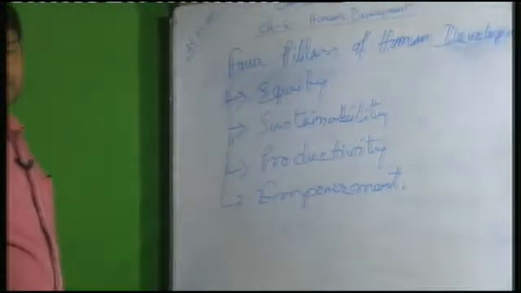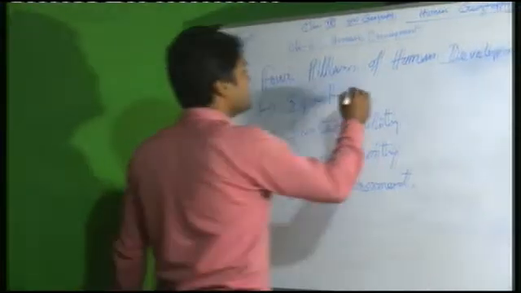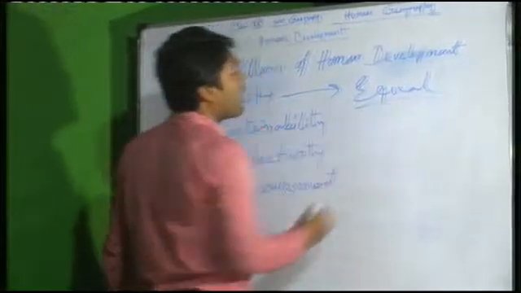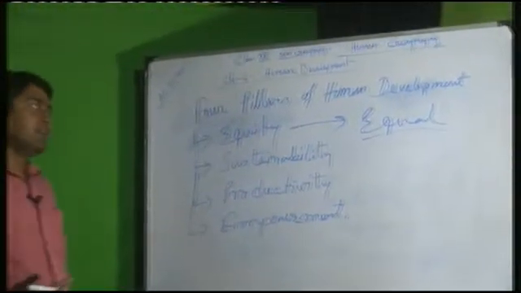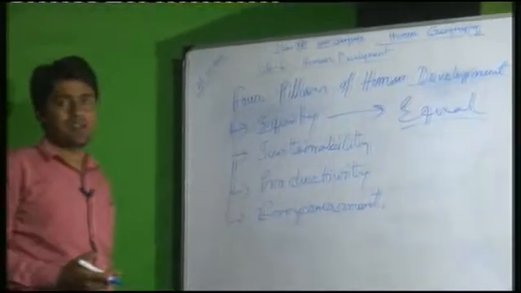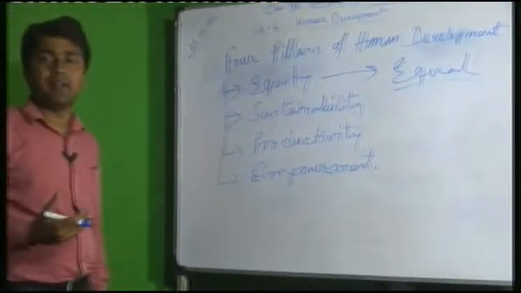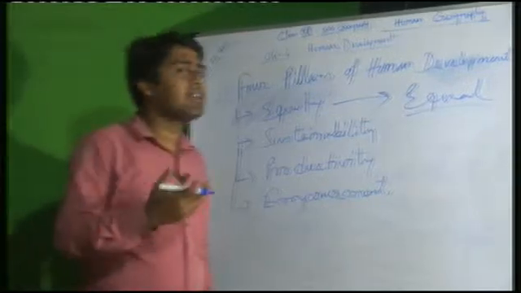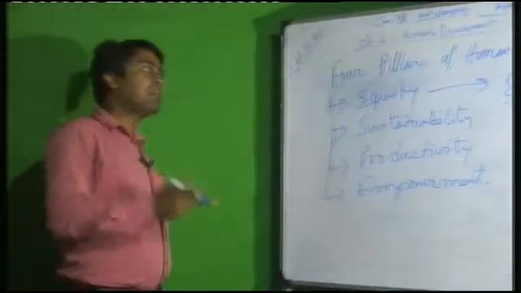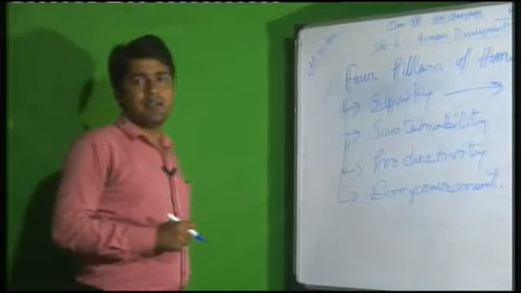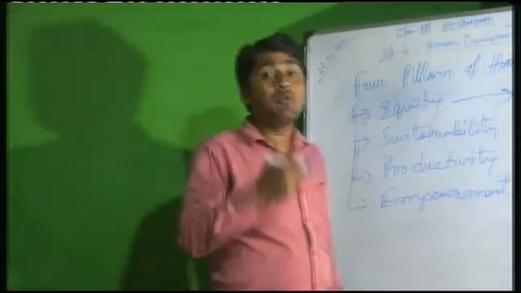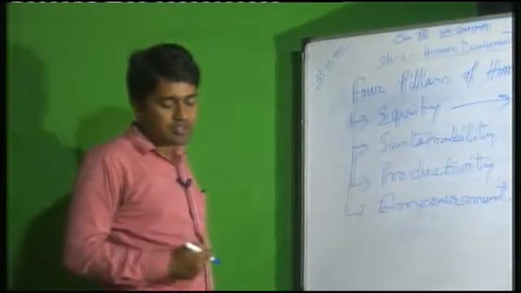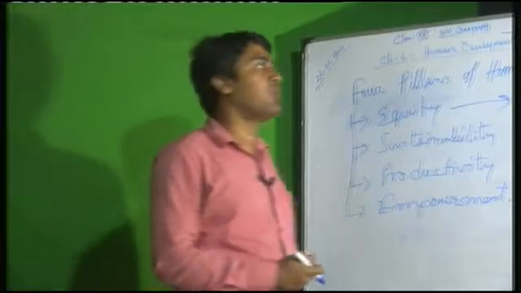First, equity. Equity means this term is related with equality, equal. So equality is the most important aspect, the most important pillar of human development. If all the people of a country have not got equal opportunity, obviously this country will not develop properly. So equality, or getting equal opportunity, is the most important pillar of human development. Now, equity refers to making equal access to opportunity available to everybody.